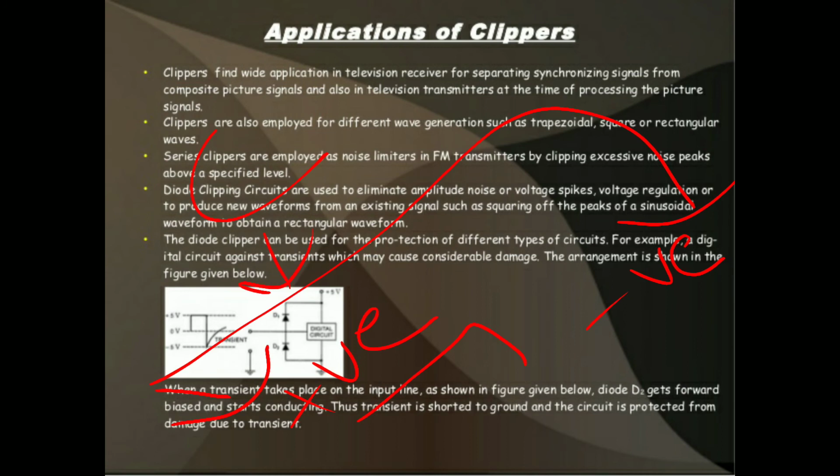Positive clippers are classified into positive series and positive shunt. Negative clippers are negative series and negative shunt clippers. And we also have biased clippers, positive biased clipper and negative biased clipper. So these are all the classifications of the clippers part.